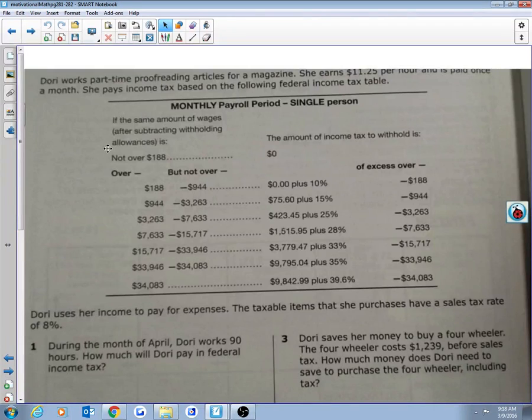Dory works part-time proofreading articles for a magazine. She earns $11.25 per hour and is paid once a month. She pays income tax based on the following federal income tax table. So here's our income tax table.